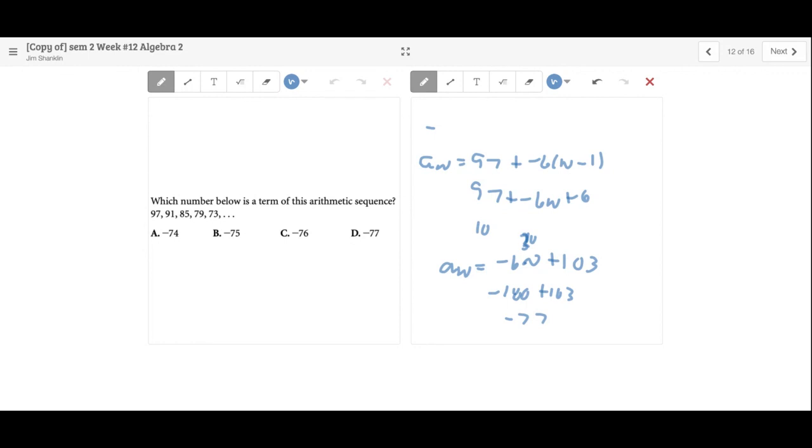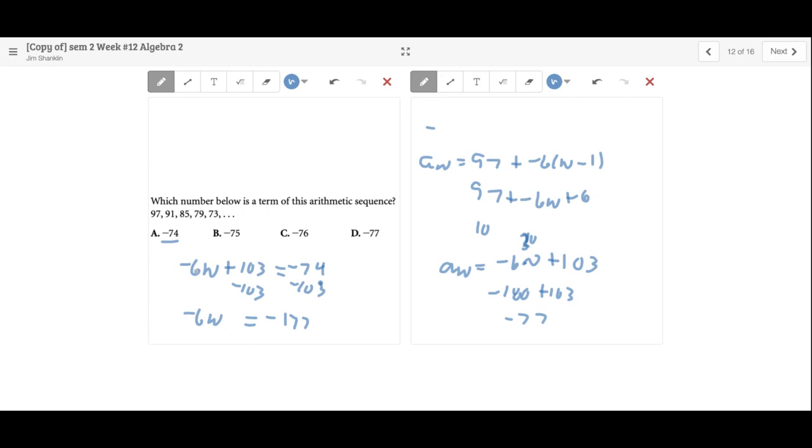Now, could you have done it a different way? Sure, I could have. Once I came up with my equation, negative 6n plus 103, I could have put in one of these values. I could have put in negative 74 here and then subtracted off 103. And then I'd end up with negative 6n is equal to, what is that, negative 177? Now, does 6 divide into 177 evenly? And you'll find that it does not. So that could not be an answer. It's like 29.5. So that's not an answer.